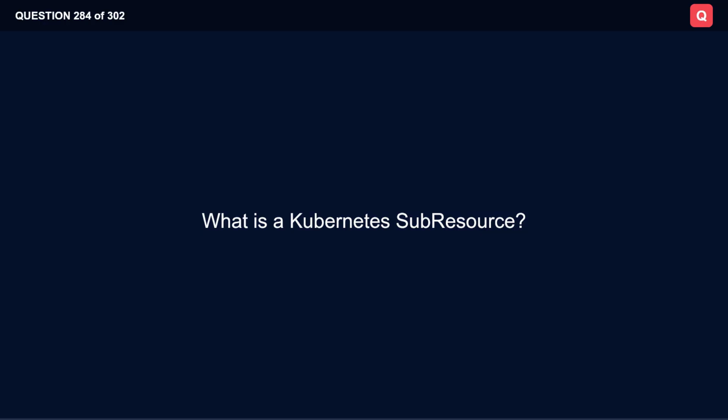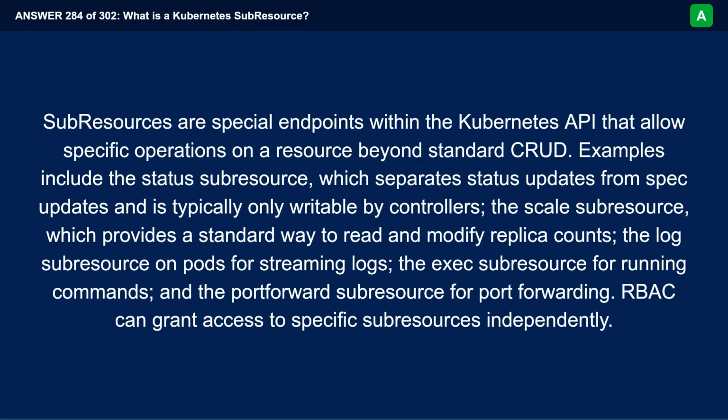What is a Kubernetes subresource? Subresources are special endpoints within the Kubernetes API that allow specific operations on a resource beyond standard CRUD. Examples include the status subresource, which separates status updates from spec updates and is typically only writable by controllers. The scale subresource, which provides a standard way to read and modify replica counts. The log subresource on pods for streaming logs. The exec subresource for running commands. And the portforward subresource for port forwarding. RBAC can grant access to specific subresources independently.